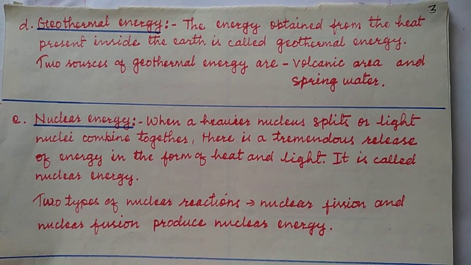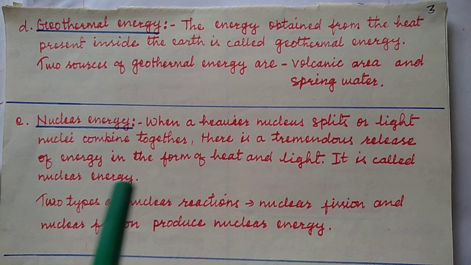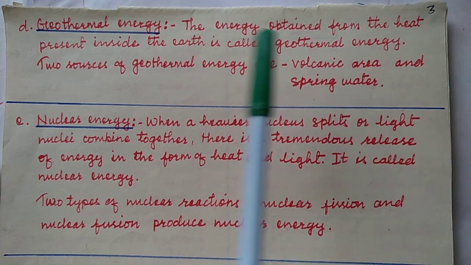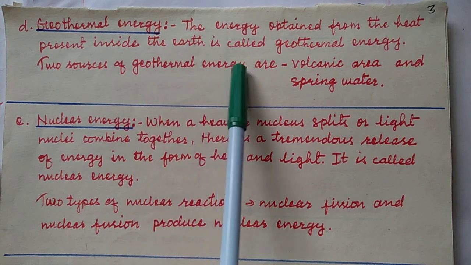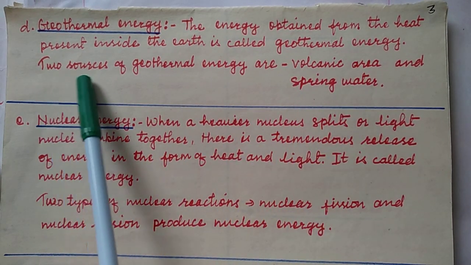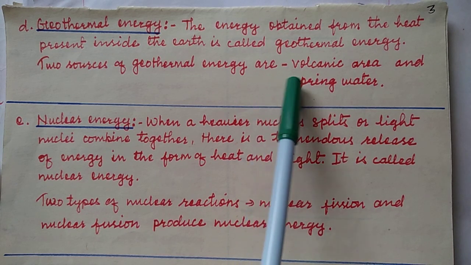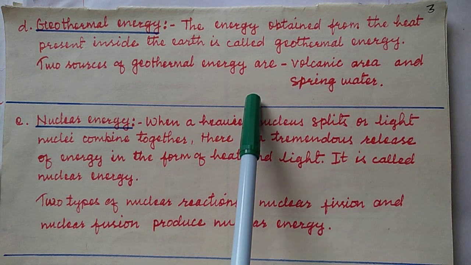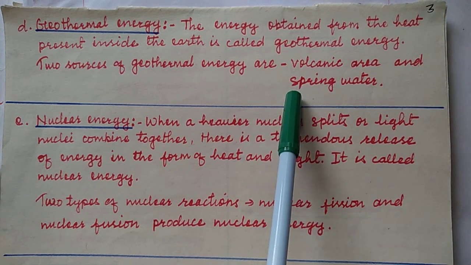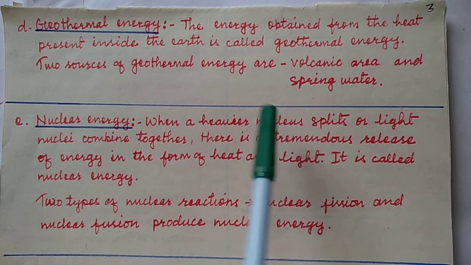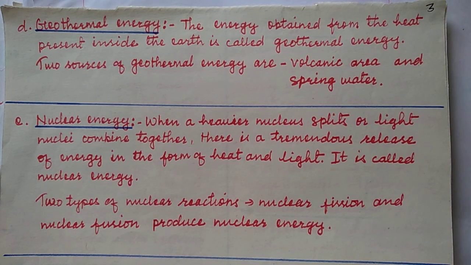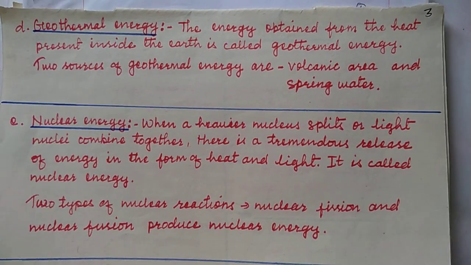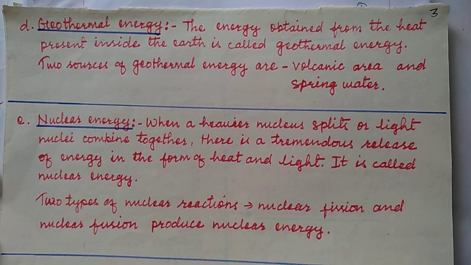Geothermal energy: geo means earth, thermal means heat. The heat present deep inside the earth is geothermal energy. The energy obtained from the heat present inside the earth is called geothermal energy. Two sources of geothermal energy are volcanic areas and spring water. From these two places, geothermal energy can be obtained in more amount. These are the sources of geothermal energy. Geo means earth, thermal means heat, so heat present deep inside the earth.